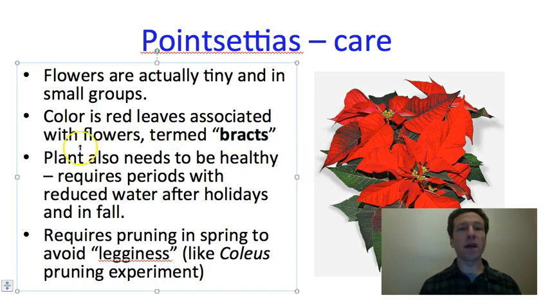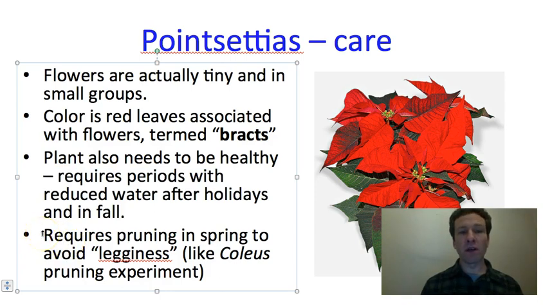Okay, so next, let's talk about what these plants need besides their 12 or longer hours of darkness. To be able to flower, they also need to be healthy. And getting these plants to remain healthy involves varying their water levels. So after the holidays and again in the fall, it's necessary to reduce the amount of water the plants get. You don't go down to nothing, but you water them less during these periods.